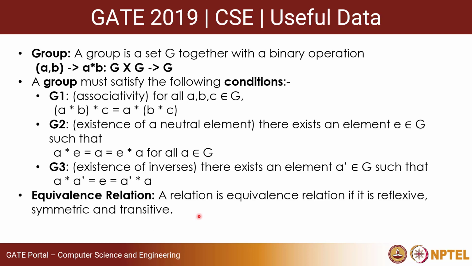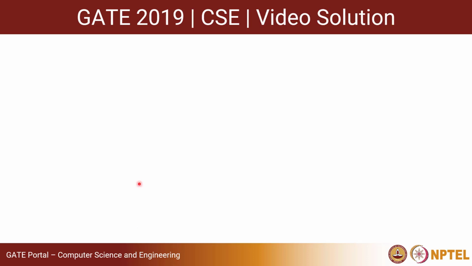And what is an equivalence relation? An equivalence relation is a relation that is reflexive, symmetric and transitive. Reflexive meaning a is related to a should be true. Symmetric means if a is related to b, then b should also be related to a. Transitive means if a is related to b and b is related to c, then a should be related to c. Now let us solve the question.